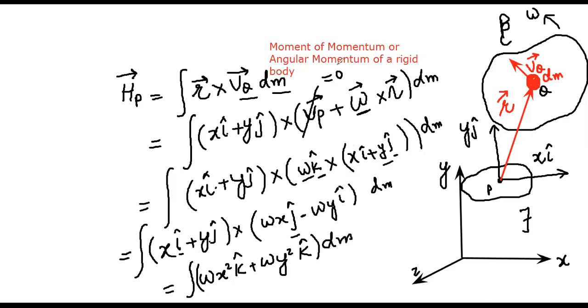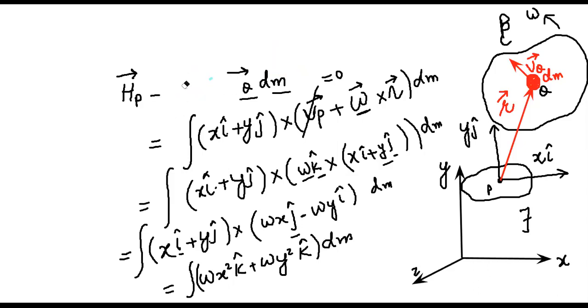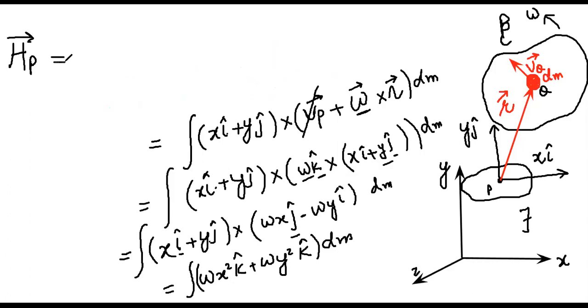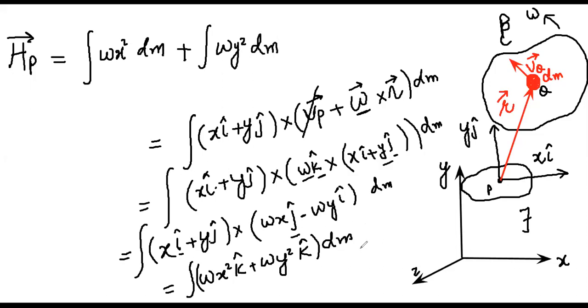So we can write this expression further as: the angular momentum of the rigid body about point P is equal to the integral of omega x square dm plus the integral of omega y square dm. This is the expression that we are getting from this equation.